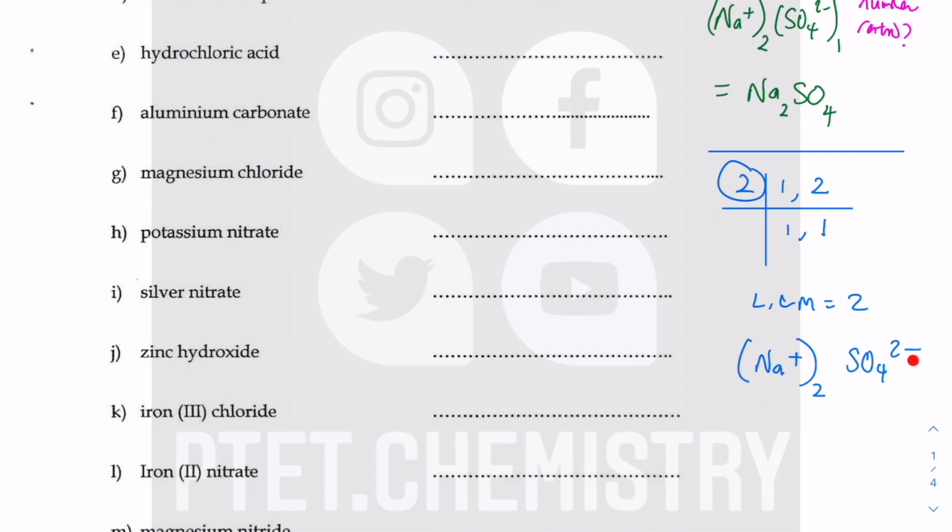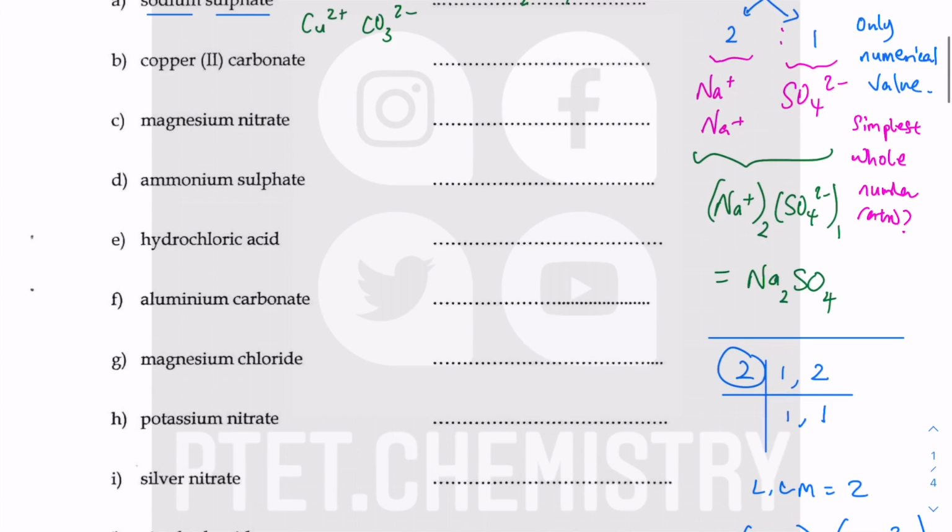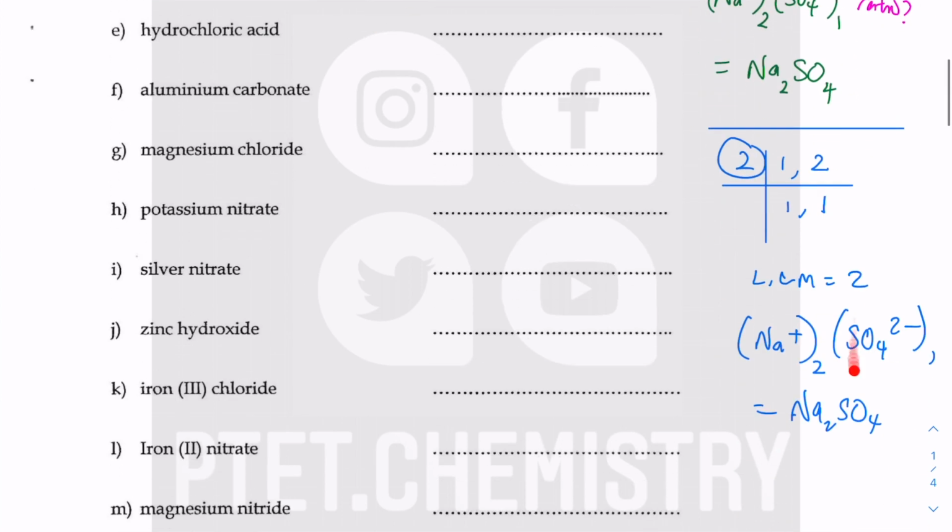This already gained 2 electrons. How many does it need to go up to 2? You only need 1 of it. And again, you have the exact same answer, which is Na2SO4. Based on the crisscross method, you get this. Based on the LCM method, you get this.